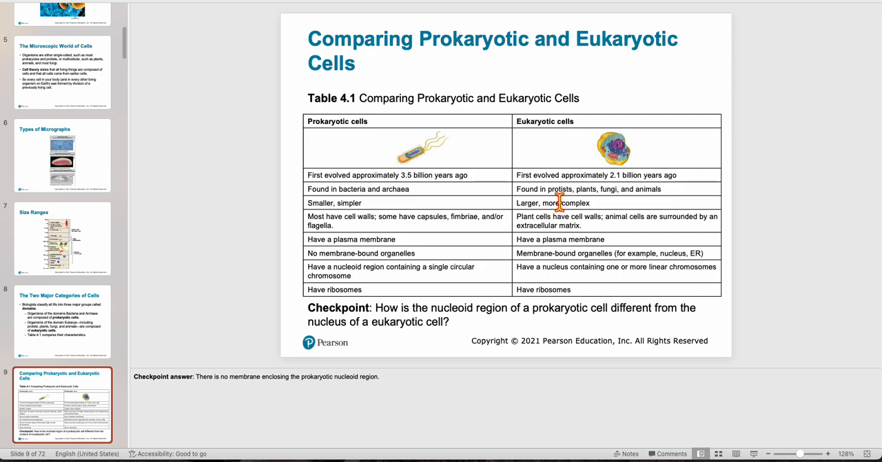So eukaryotes, again, are large. They do have cell walls if they are plants. If they are animals, they just have an outer cell membrane. Then we do have membrane-bound organelles, and we do have multiple chromosomes. So definitely put them on a flashcard.